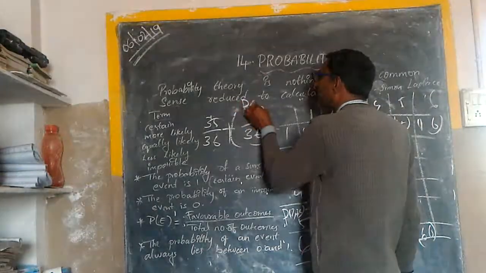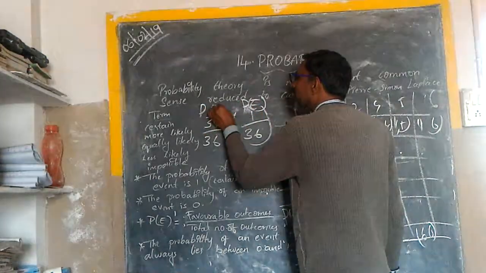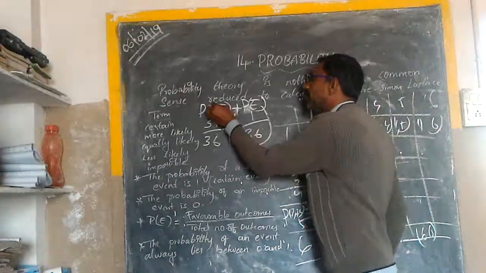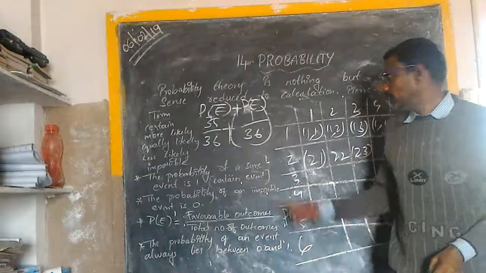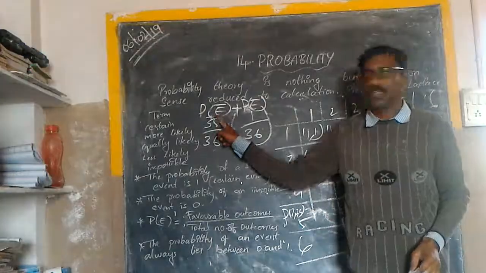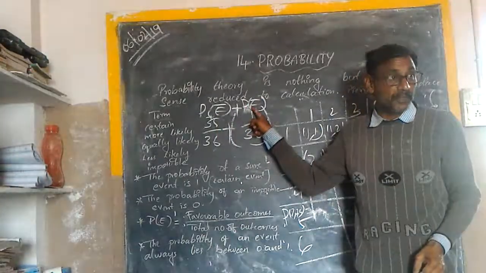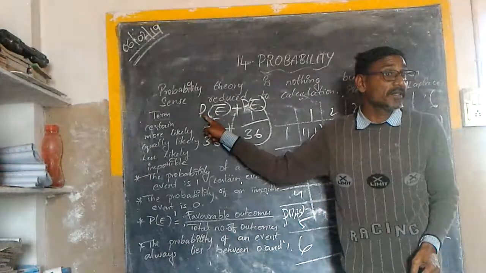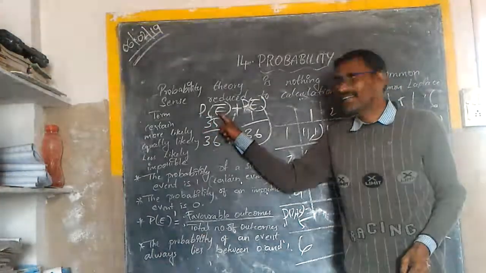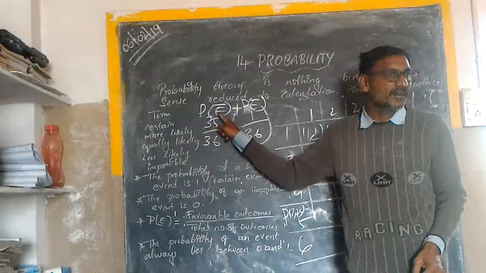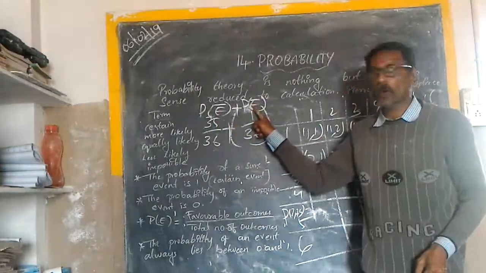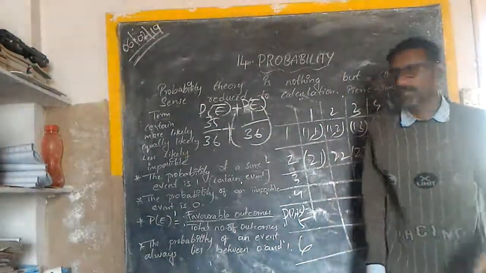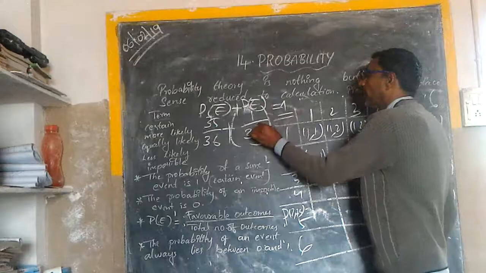Suppose this is P of E, and this is P of E dash, the E complement. P of E is the probability of the event. P of E dash is the probability of not the event, probability of not E. This is the probability of the event, this is the probability of not the event, and that is always equal to 1.